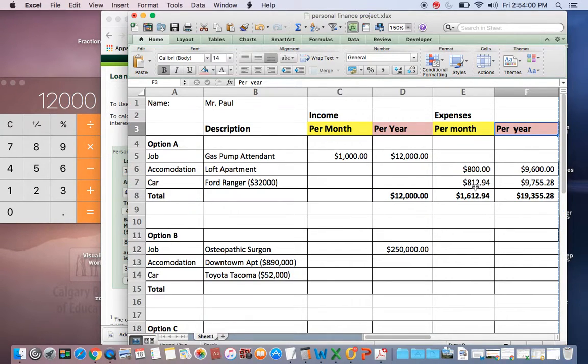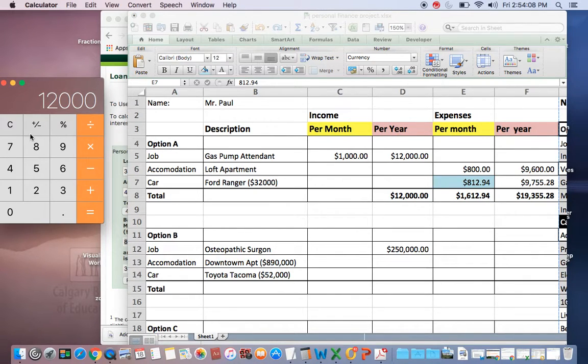$812.94. So you put that in to your sheet. Now, once we have that, we go back to our calculator, or if you want the practice, I would really encourage you to do some of these the long way by 12. So I get $9,745.44.